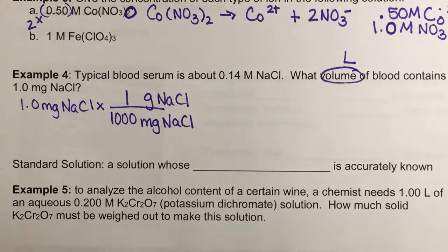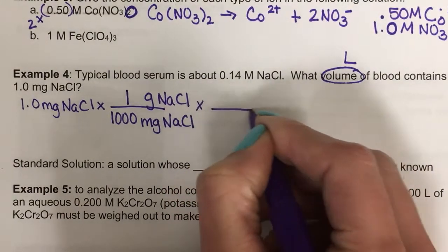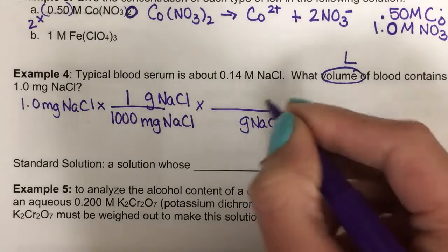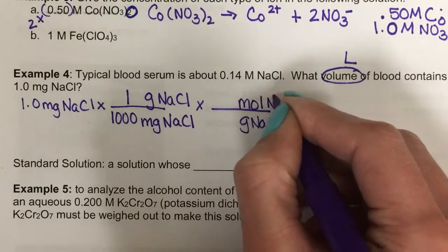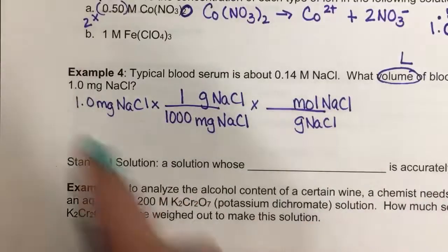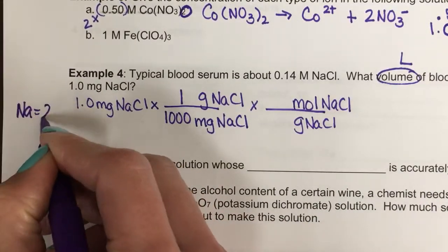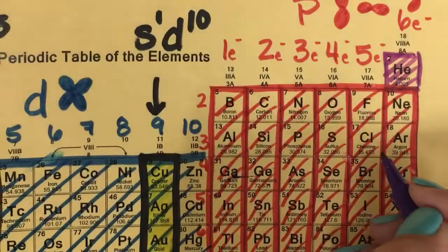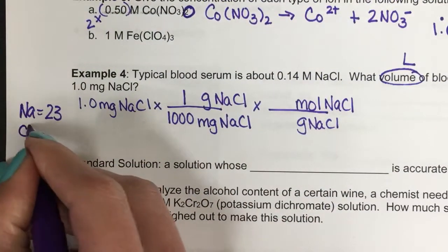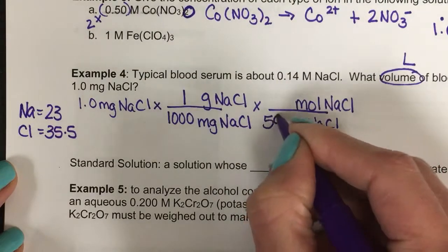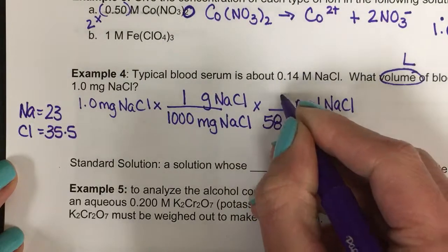Well, I don't want grams, I want to get to liters. So I know I can get rid of grams. And I know I can change grams to moles. The way I change grams to moles is by finding grams on the periodic table. Na weighs 23. Cl weighs 35.5. So the whole thing weighs 58.5 for every 1 mole.